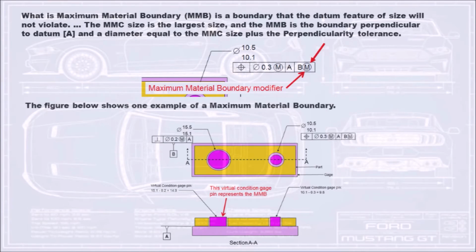What is maximum material boundary, MMB? It is a boundary that the datum feature of size will not violate. The MMC size is the largest size, and the MMB is the boundary perpendicular to datum A and a diameter equal to the MMC size plus the perpendicularity tolerance. The figure below shows one example of a maximum material boundary.